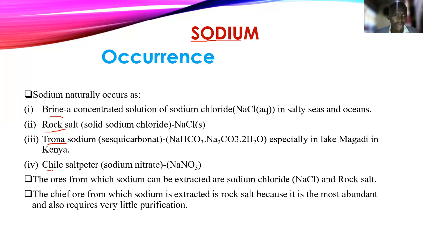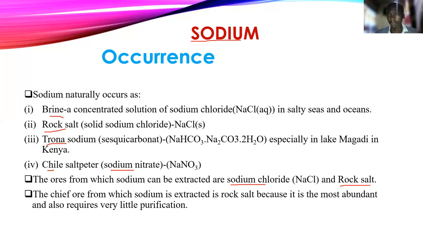We have another one called Chile saltpeter. This is gotten in Chile. That is just sodium nitrate. So the ores from which sodium can be extracted are sodium chloride and rock salt. So these are the ores of sodium, where the sodium can be extracted, either sodium chloride or rock salt.